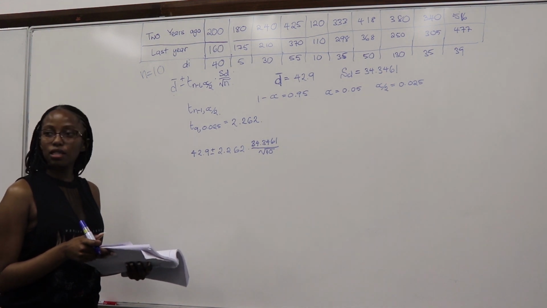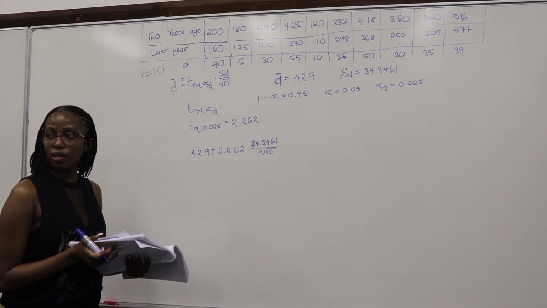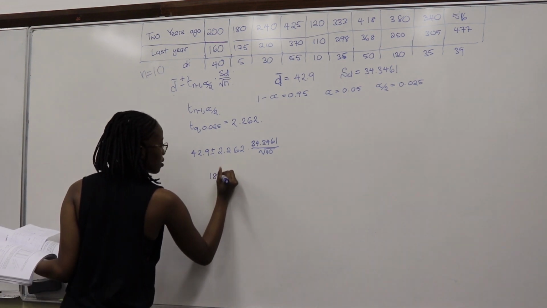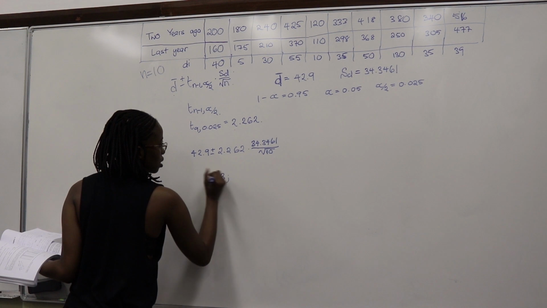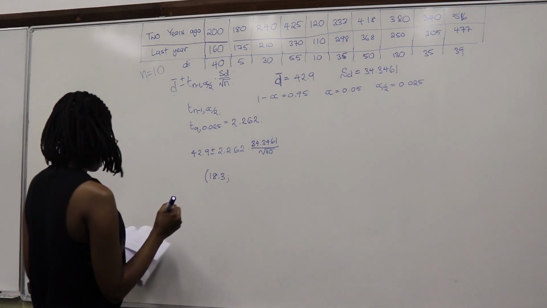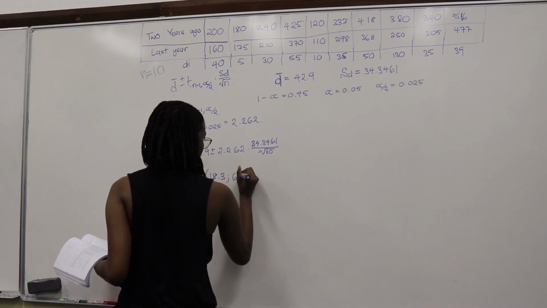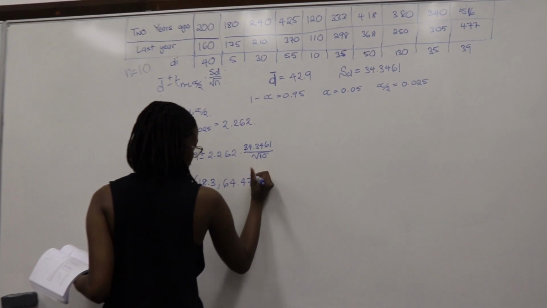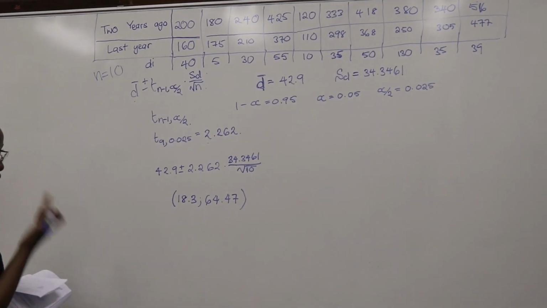Are we getting 18.3? Okay, and has someone calculated the upper bound? I got 67.47. Okay. Maybe some people rounded it off to 0.5, but it's the same thing.